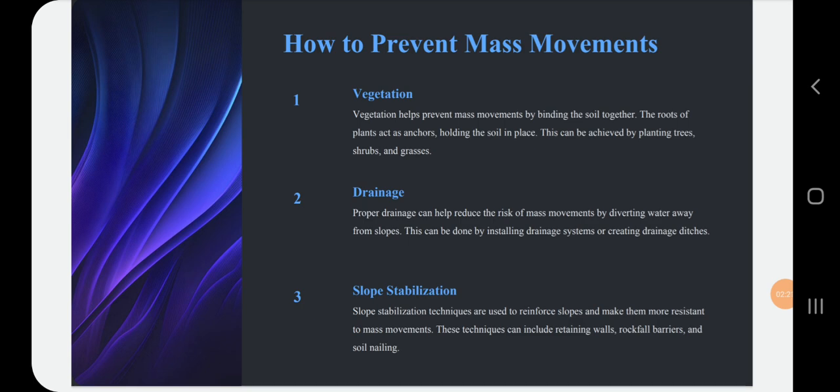Drainage. Proper drainage can help reduce the risk of mass movement by diverting water away from slopes. This can be done by installing drainage systems or creating drainage ditches. Slope stabilization. These techniques are used to reinforce slopes and make them more resistant to mass movement. These techniques can include retaining walls, rockfall barriers, and soil nailing.